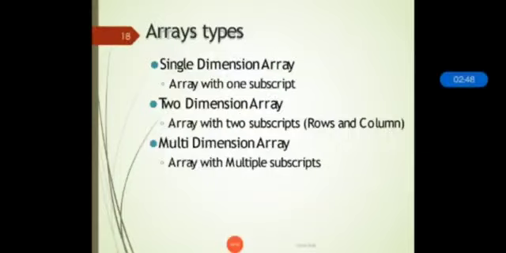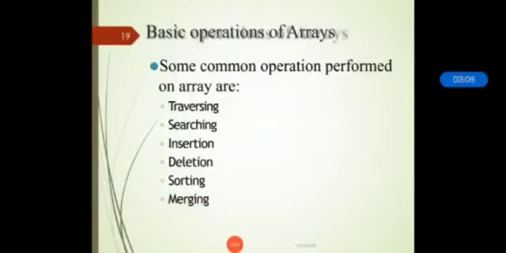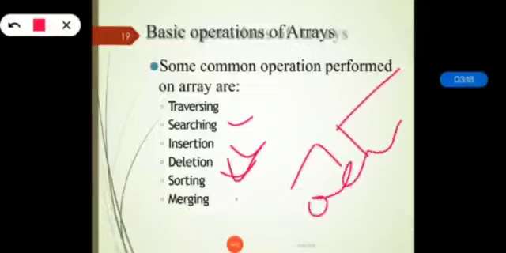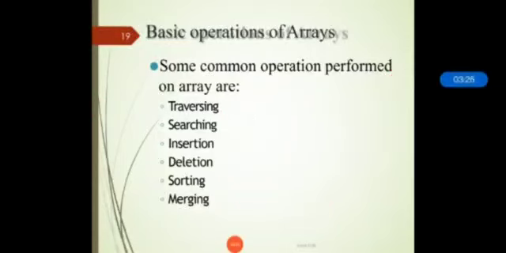Now as I said, there are types of arrays, that is single dimensional, two dimensional and multi-dimensional. Single dimensional means an array with one subscript, two dimensional means an array with two subscripts, talking about rows and columns. Multi-dimensional array means an array with multiple subscripts. Now the basic operations performed on an array are searching, inserting, deleting, sorting the elements in a particular order, merging, which means combining, and traversing, which means visiting each and every element once. These are the basic operations that can be performed on an array.